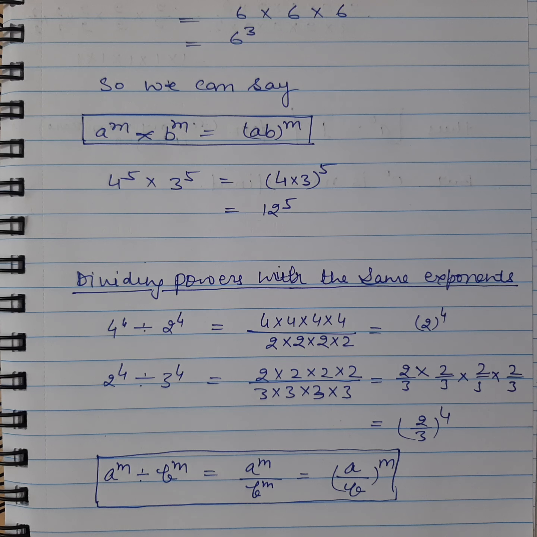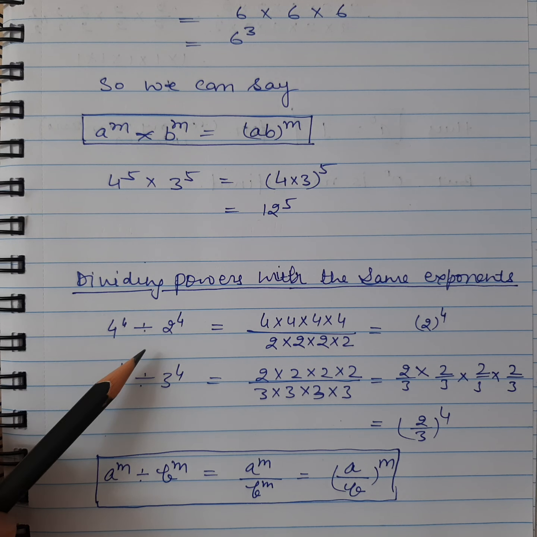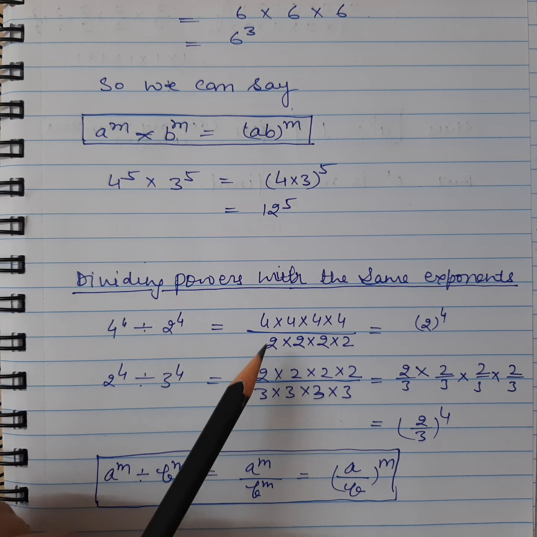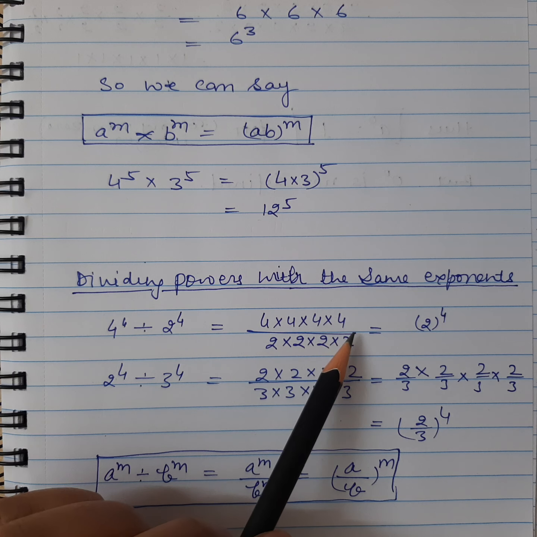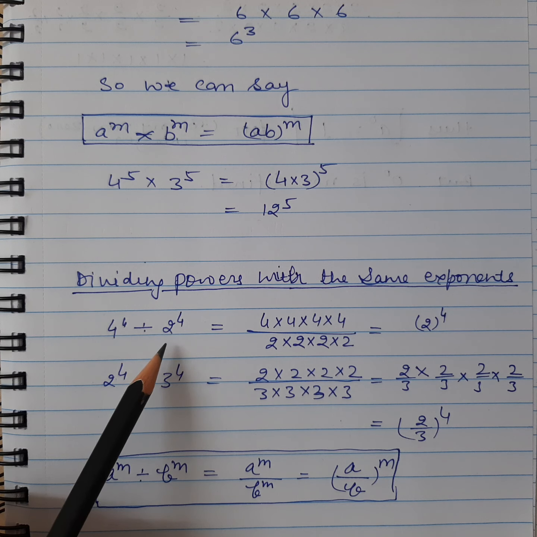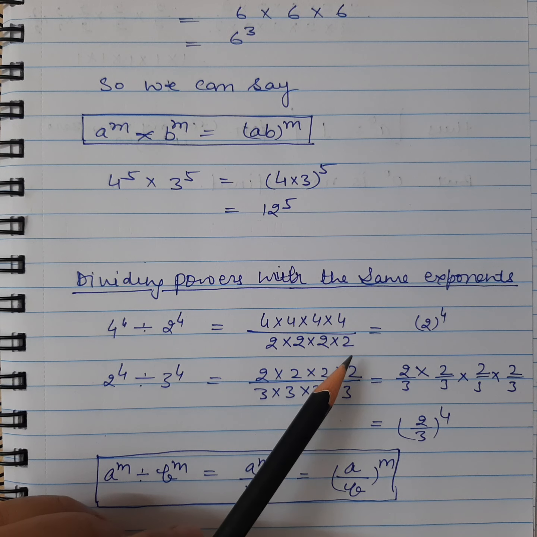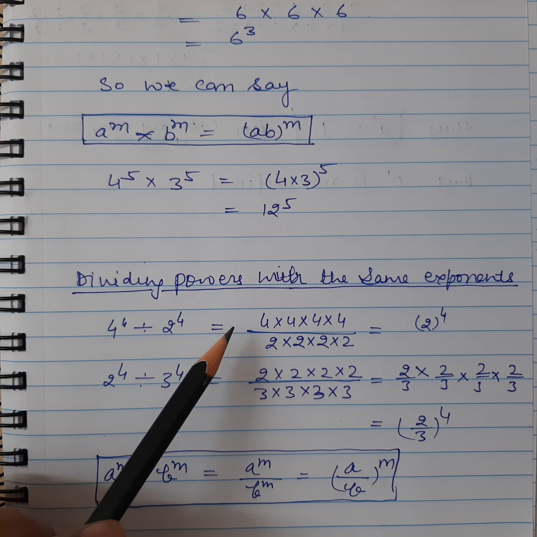So now let's see how to divide powers with the same exponent and different bases. So let's start with one example: 4 raised to power 4 divided by 2 raised to power 4. So we can expand 4 raised to power 4 as 4 multiplied by 4 multiplied by 4 multiplied by 4, and then we can expand 2 raised to power 4 as 2 multiplied by 2 multiplied by 2 multiplied by 2.